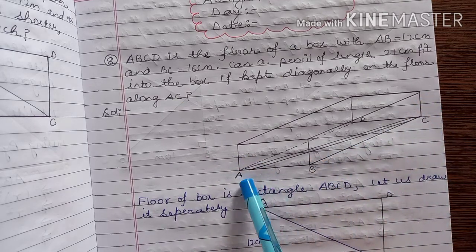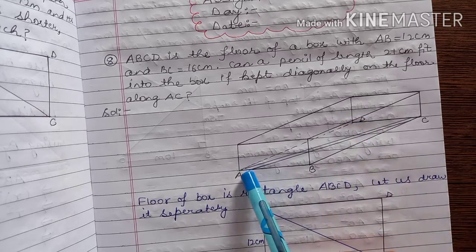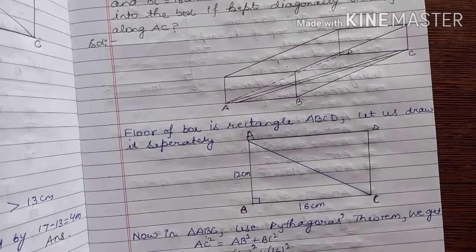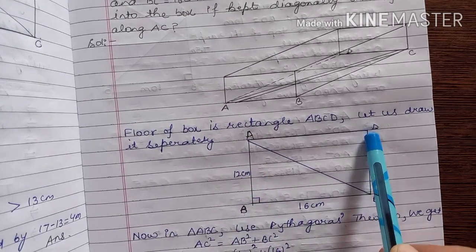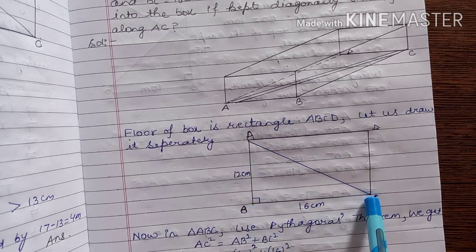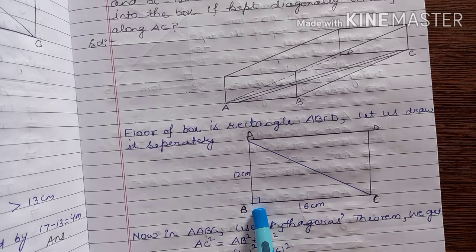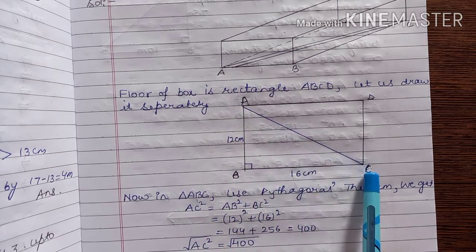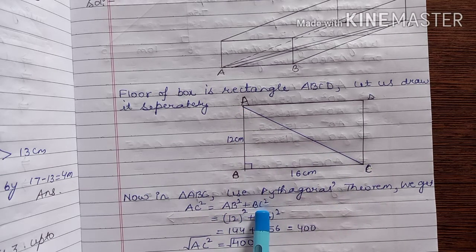This is the box and ABCD is the floor. ABCD is a rectangle. So the floor of the box is a rectangle and we draw it separately as A, B, C, D. Here AC is the diagonal. So if we consider triangle ABC, it is a right angle triangle because each angle of a rectangle is a right angle. So angle B is 90 degrees. So in triangle ABC we use Pythagoras theorem. Pythagoras theorem says the square of the hypotenuse is equal to the sum of the squares of the other two sides, meaning AB square and BC square. So AC square is equal to AB square plus BC square.